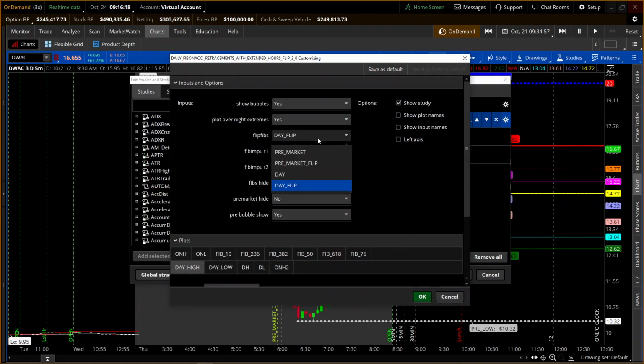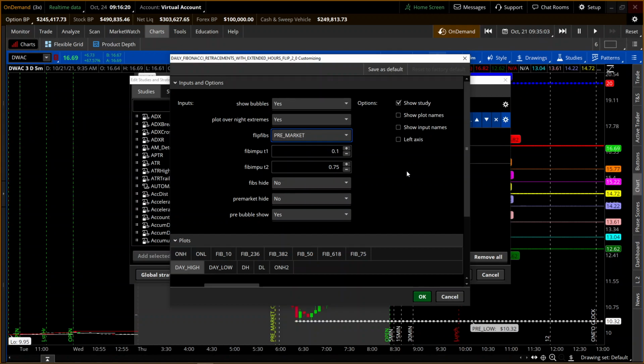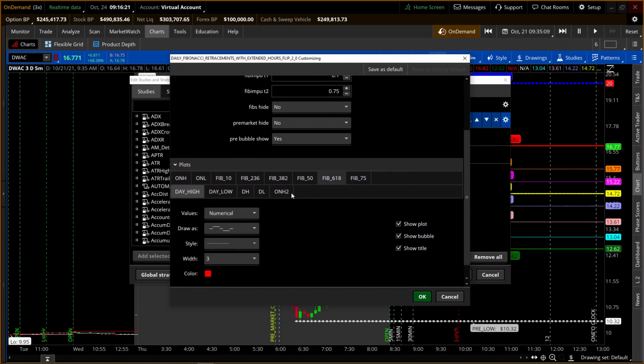And as I said before, this thing is pretty much fully customizable. You've got your day high, day low. These are just some of your extensions, and your different field levels. Overnight high, overnight low.